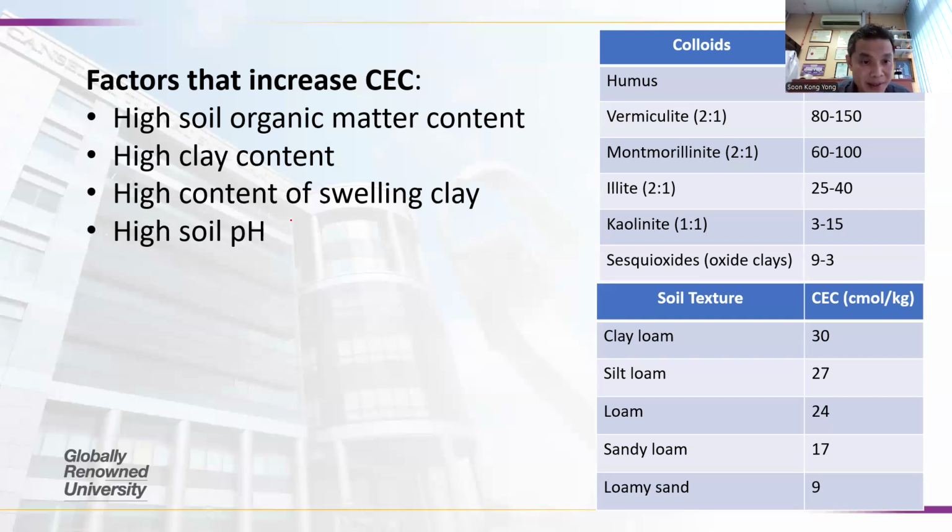Here's a caption that I need to add here, which is up to pH 7. 7 is the maximum. And for information, 6.5 is best. pH 6.5 is probably the universal pH suitable for any plant growth.